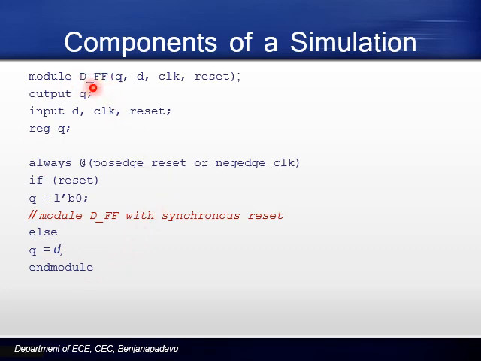So here is the module definition line with inputs Q, D, clock and reset. And the characteristics of the D flip-flop are given by a behavioral modeling style wherein you are using the if-else statement to describe the functionality of the D flip-flop. So here if reset is 1, then Q is 0, else Q is equal to D.